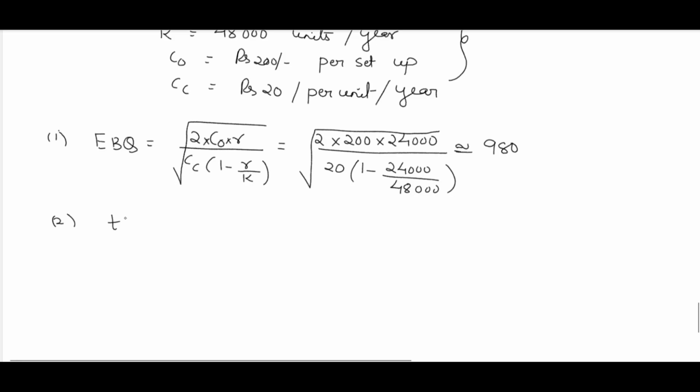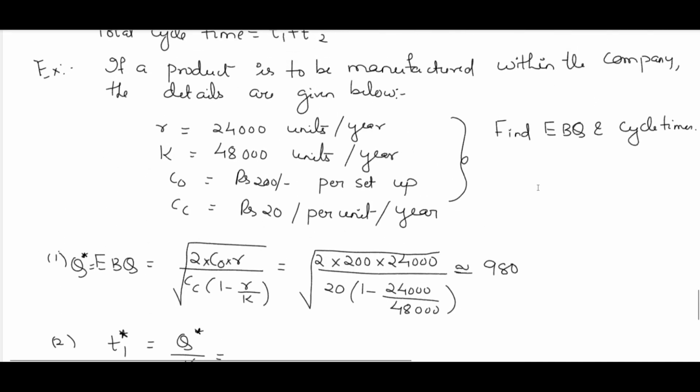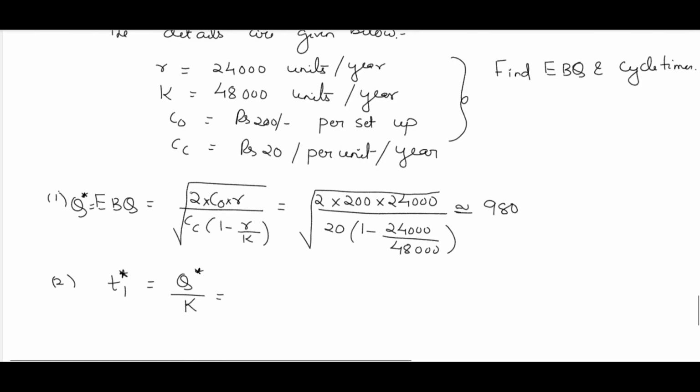Now go for the cycle time. The cycle time is T1 star, otherwise you can write it in terms of Q star also. So T1 star is equal to Q star by K. Q star is 980 divided by K, which is 48,000, so it comes to around 0.02 year. If you convert it into months, it will be 0.24 month.